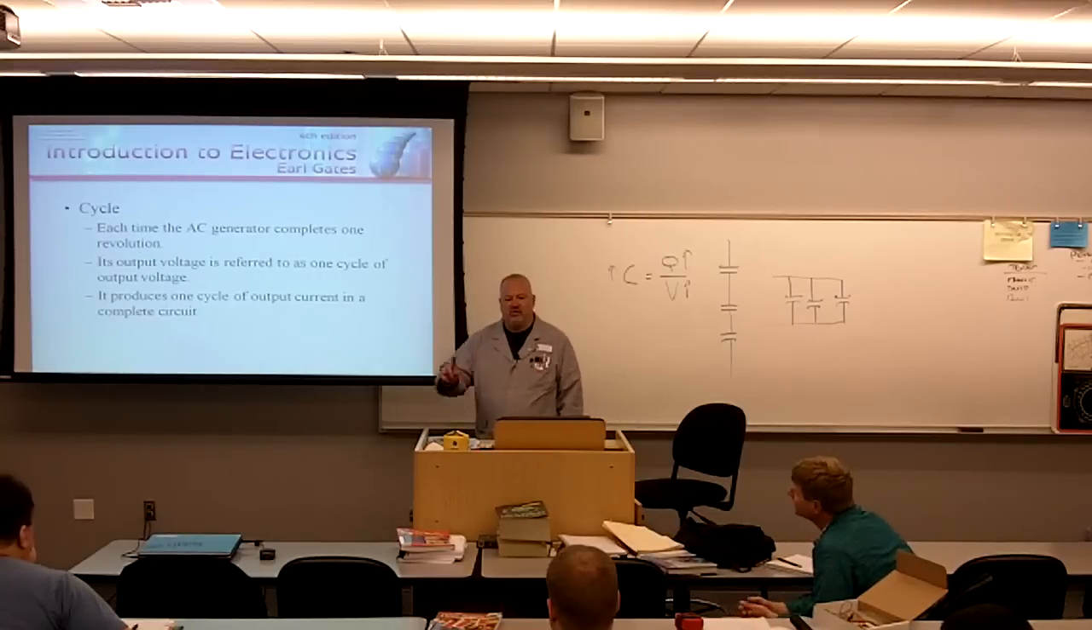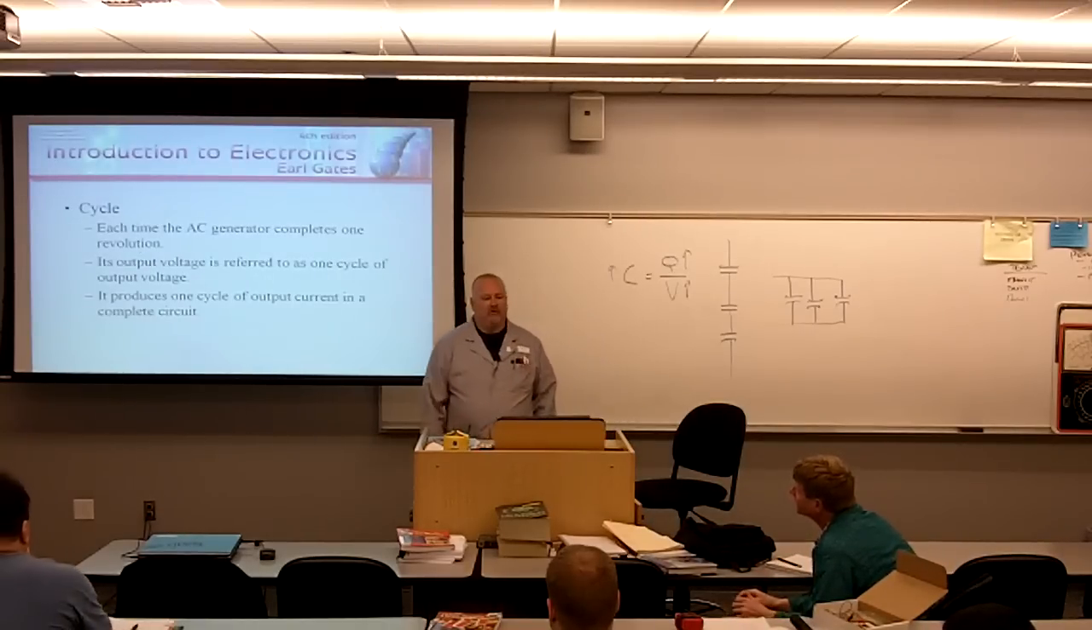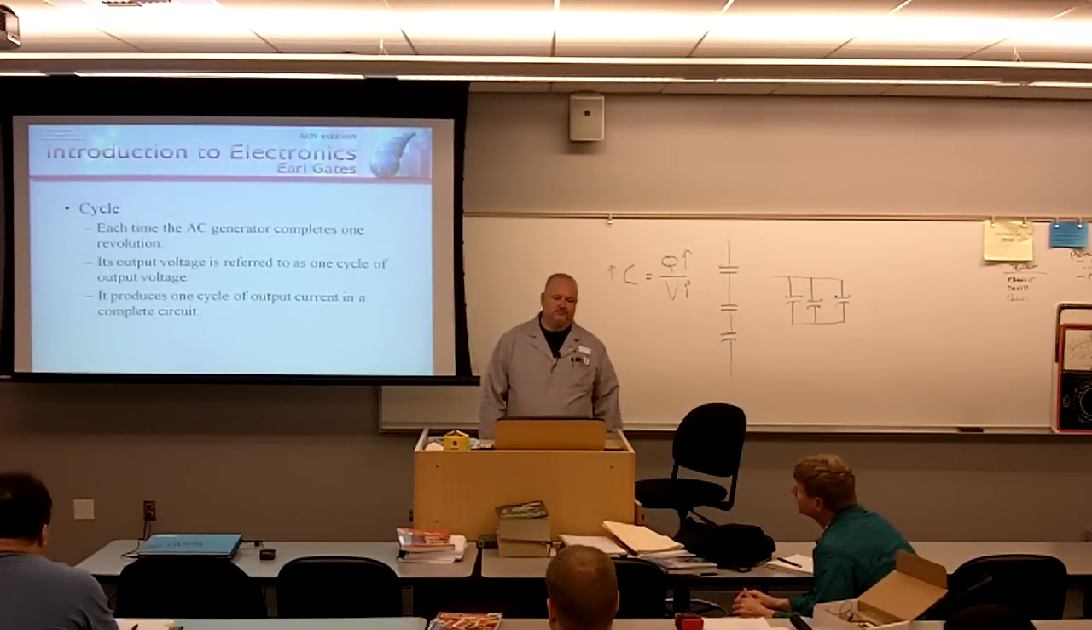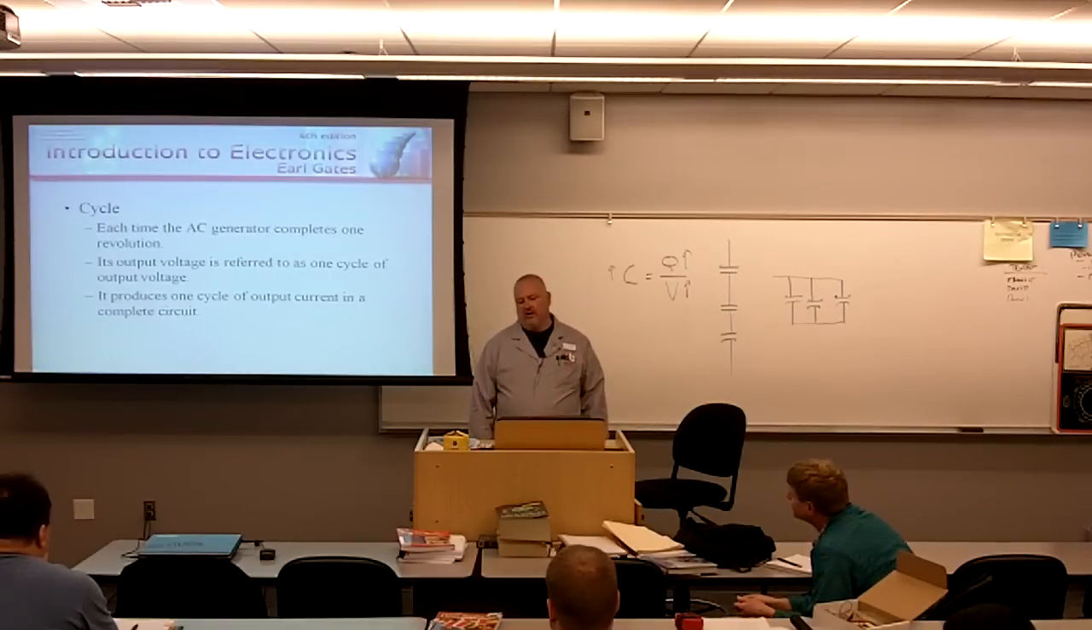Cycle: each time the generator completes one revolution, we call that a cycle. Its output voltage is referred to as one cycle of output voltage. It produces one cycle of output current in a complete circuit. The key words are "in a complete circuit."